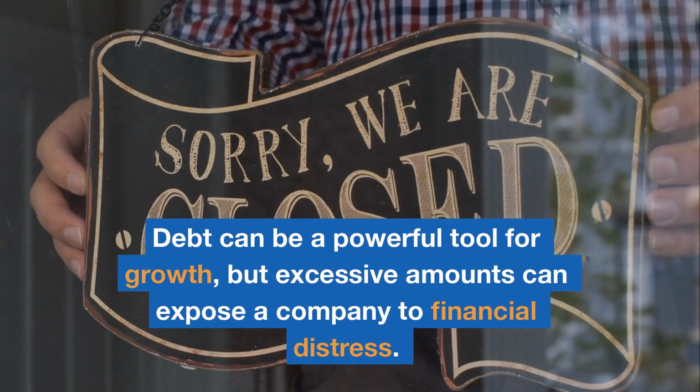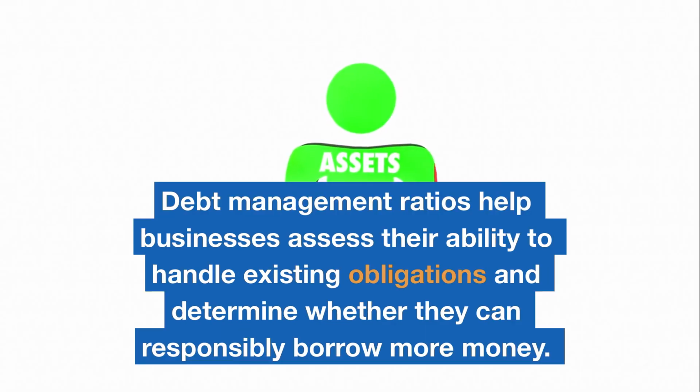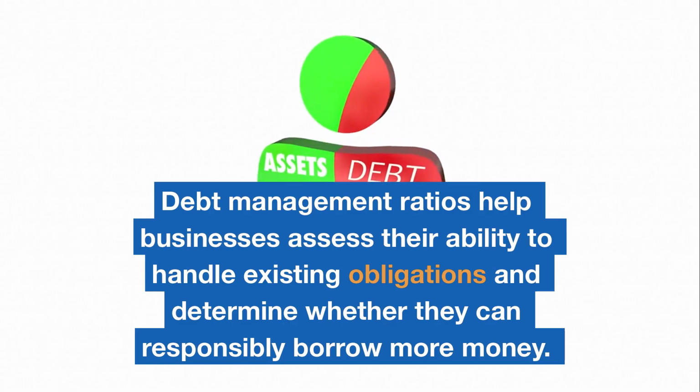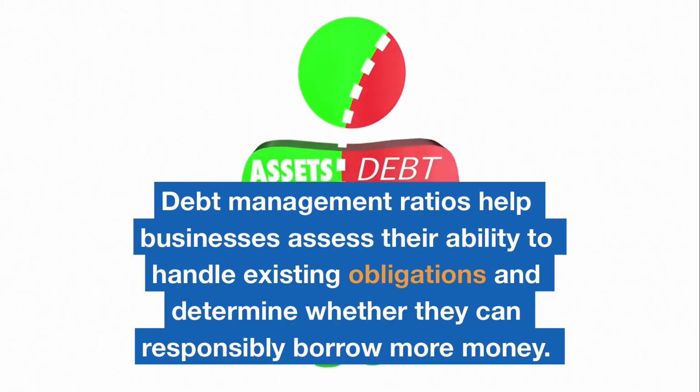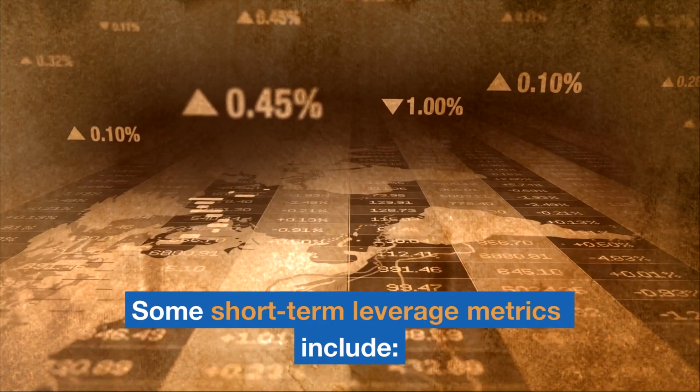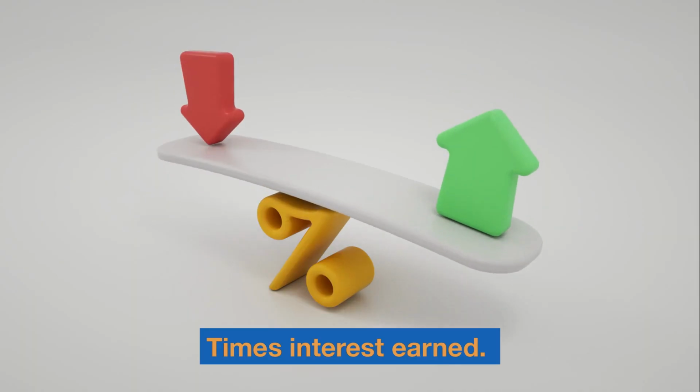Balancing financial leverage. Debt can be a powerful tool for growth, but excessive amounts can expose a company to financial distress. Debt management ratios help businesses assess their ability to handle existing obligations and determine whether they can responsibly borrow more money. Some short-term leverage metrics include times interest earned.